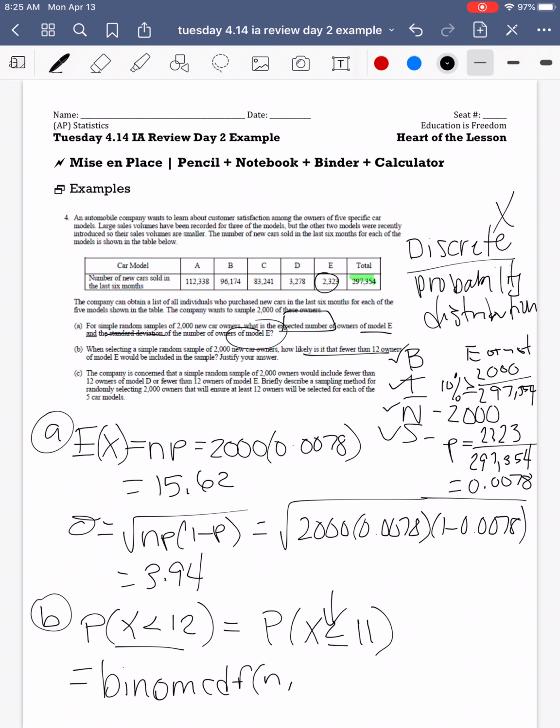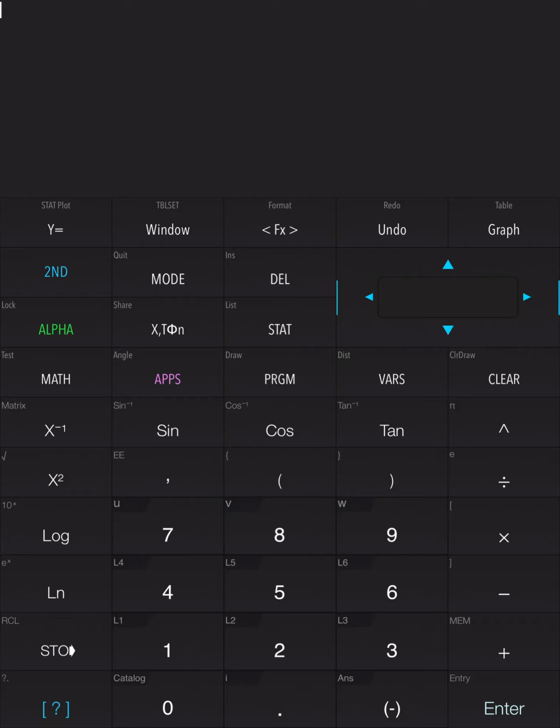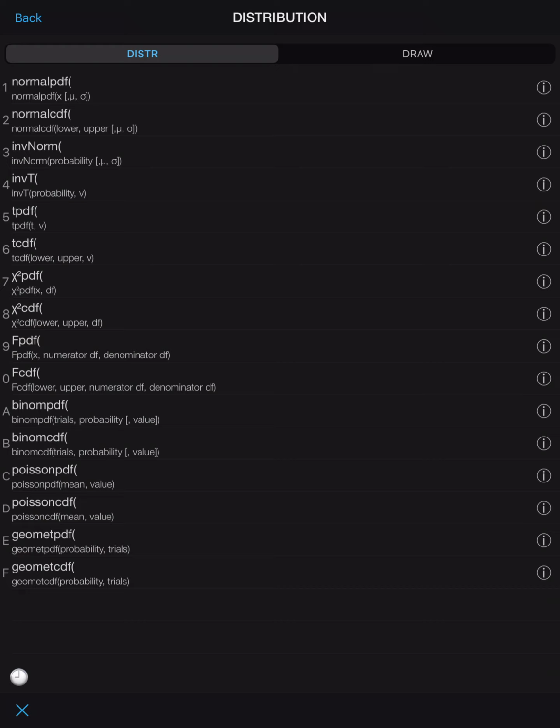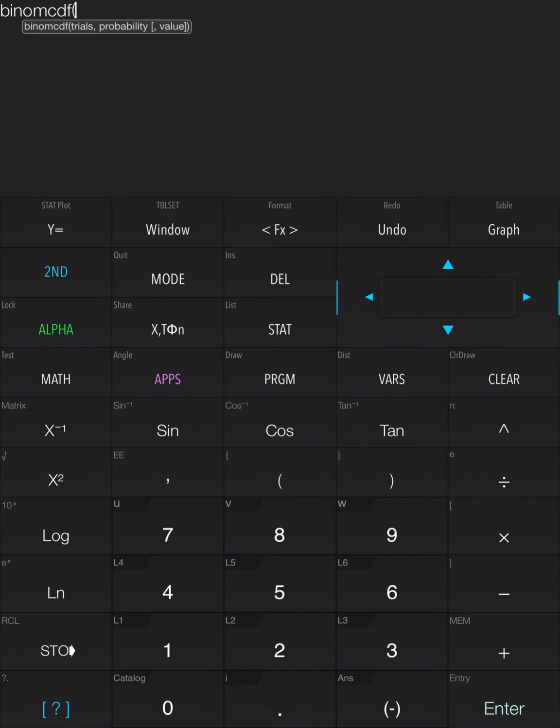And our parameters are n, p, and x. So in this case, our n is 2,000. Our p is 0.0078. And our x value is inside here, so this is 11. We're going to go through these steps again because it's been a while since we've calculated a binomial random variable. So if we go to our calculator here, we go to second vars to pull up the distribution menu. That's very important. We're looking at a distribution, and we want the binomial CDF distribution. So I click on that.